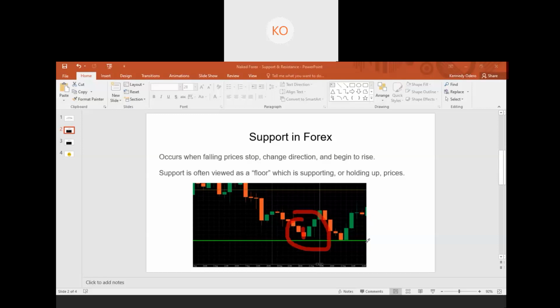So this marks an area of support. It's like a floor. Think of it as the floor, which supports or holds the prices. Literally, the market will always come down and bounce back up. So that marks the area of support. All right.